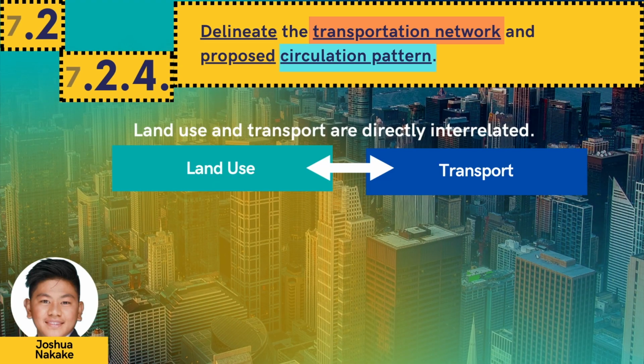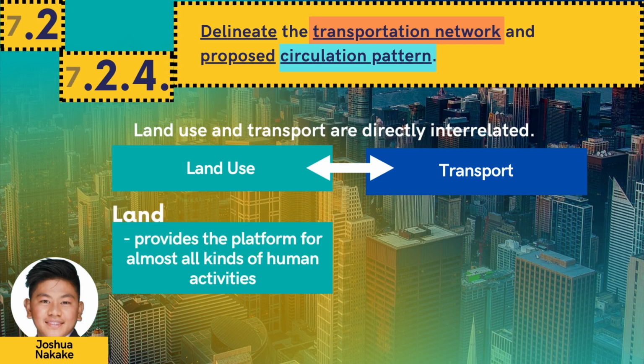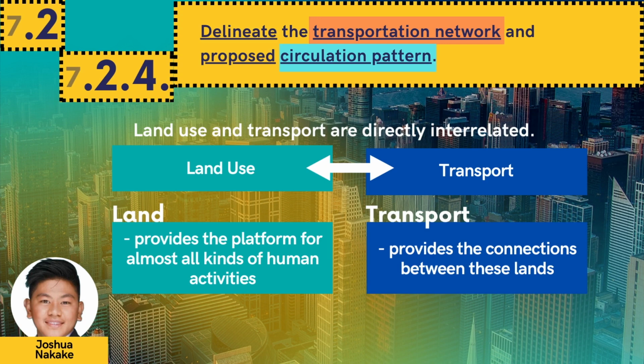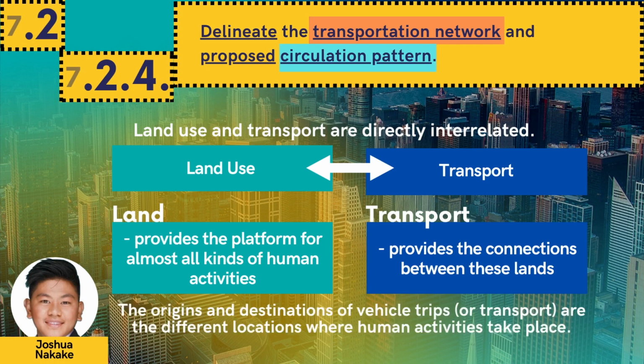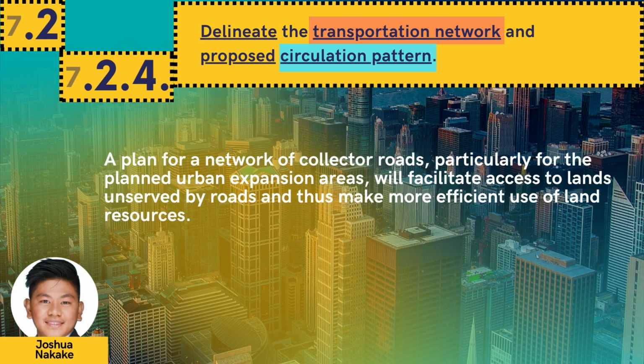Land uses and transport are directly interrelated. Land provides the platform for almost all kinds of human activities, while transport provides a connection between this land. The origins and destinations of vehicle trips or transport are different locations where human activities take place. A plan for the network of collector roads, particularly for the planned urban expansion areas, will facilitate access to the land unserved by road and thus make more efficient use of land resources.